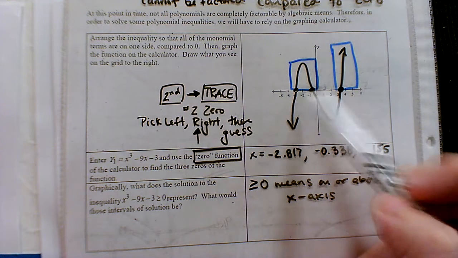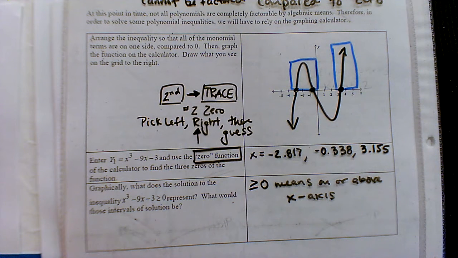Alright, so now that we know these spots exactly, let's go back and try to answer the question at hand. Where is this graph above or below the x-axis? What do you guys want to write? Can we write our intervals?